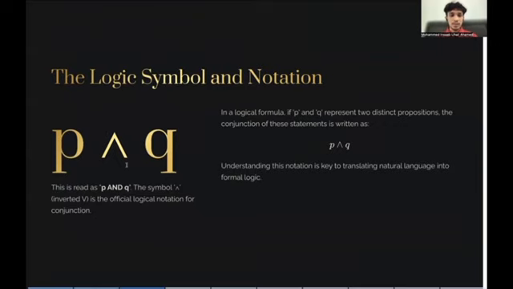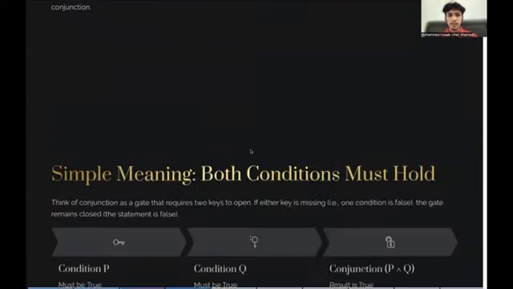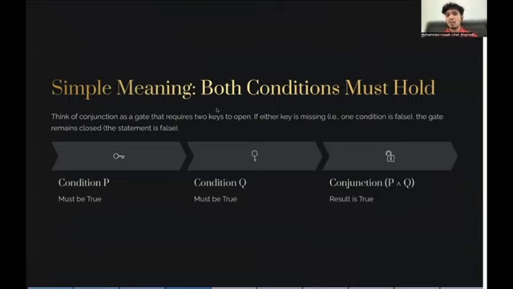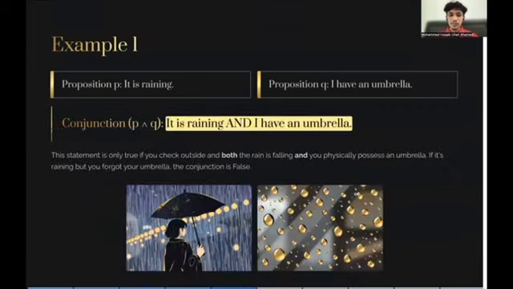This is a logical operator. The simple meaning is that both conditions must be met. Conjunction is like a gate that requires two keys to open. If either key is missing, the gate remains closed. For example, condition P must be true and condition Q must be true, then the conjunction P and Q is true.